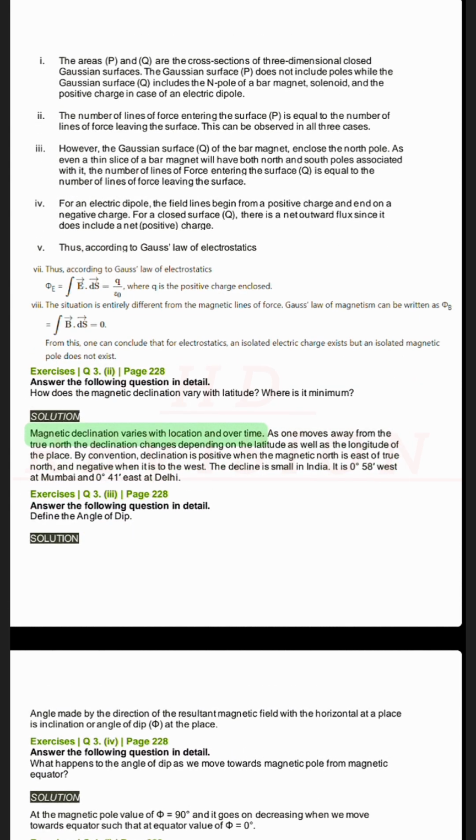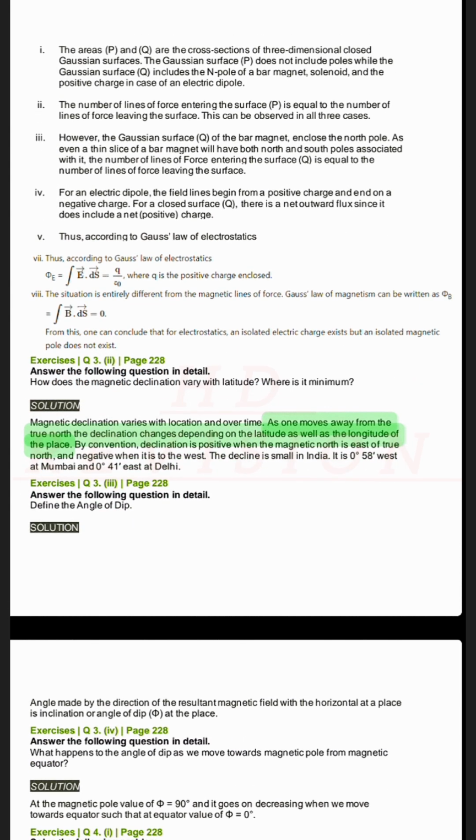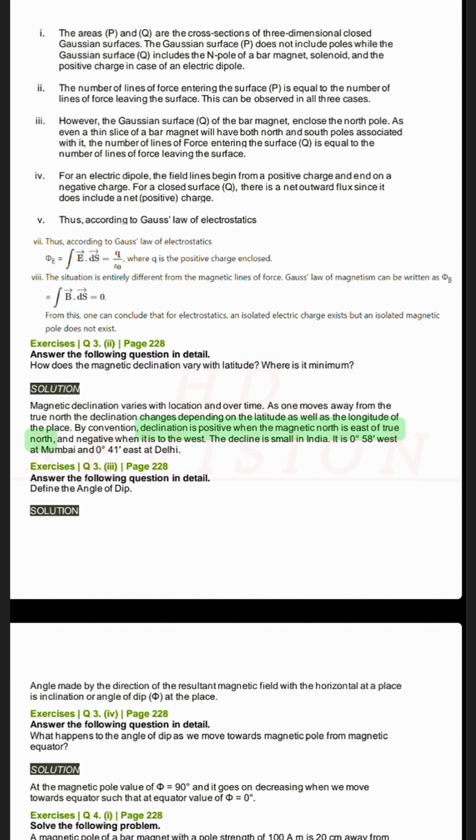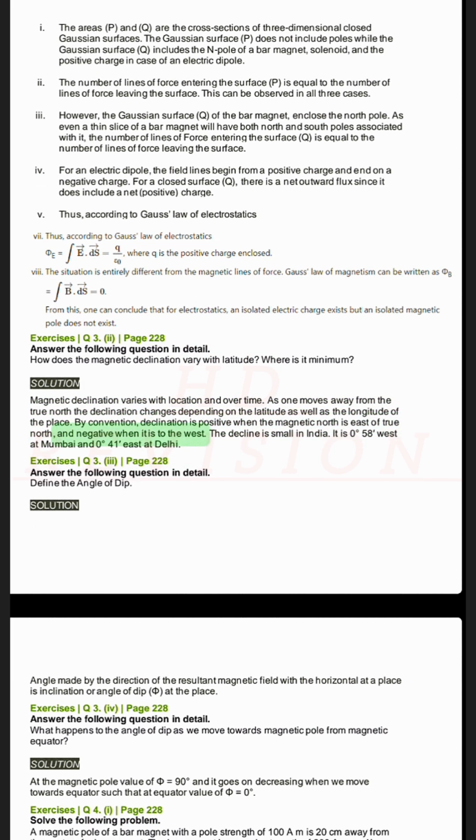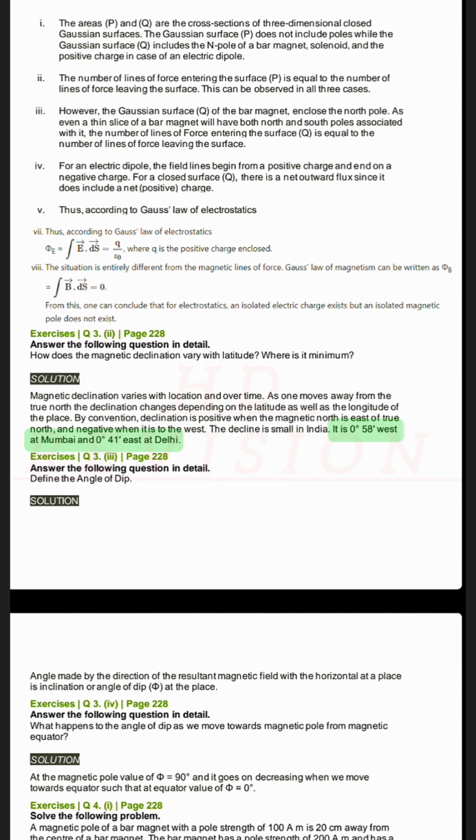Magnetic declination varies with location and over time. As one moves away from the true north, the declination changes depending on the latitude as well as the longitude of the place. By convention, declination is positive when the magnetic north is east of true north, and negative when it is to the west. The declination is small in India. It is 0 degree 58 minutes west at Mumbai and 0 degree 41 minutes east at Delhi.